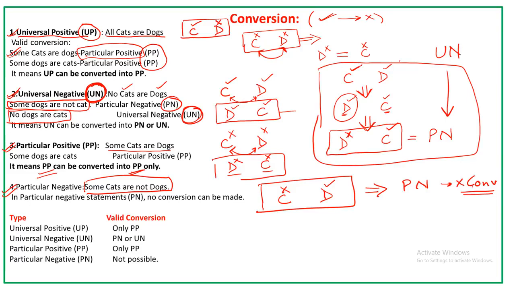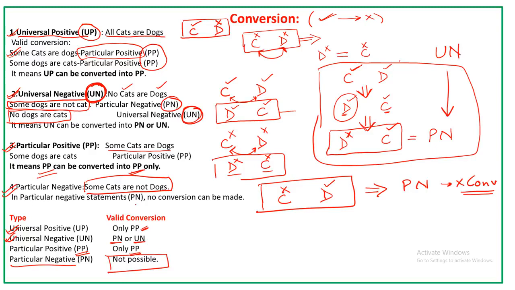Now let's sum this up. What we know is that a universal positive statement can be converted to only a particular positive statement. Universal negative statement can be converted to both universal negative and particular negative. Particular positive statement can only be converted to a particular positive statement, and a particular negative statement cannot be converted to any other form. So this is the rule of conversion. If you have not understood this completely, go back and see this complete section on conversion.